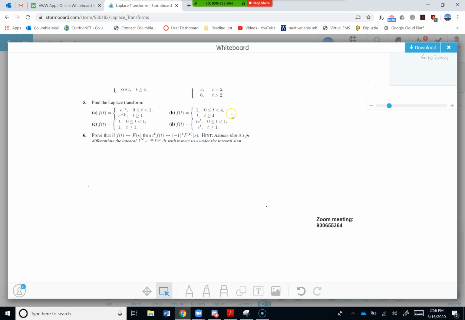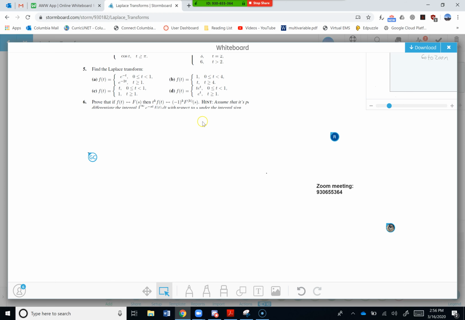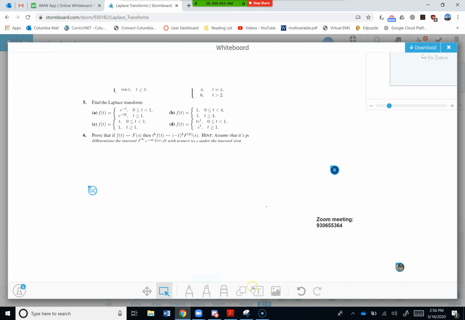Okay, so we're looking at problem 5. B and C, or just B, and maybe I'll be able to figure out what C is doing. Okay, so yeah, let's start with 5b.